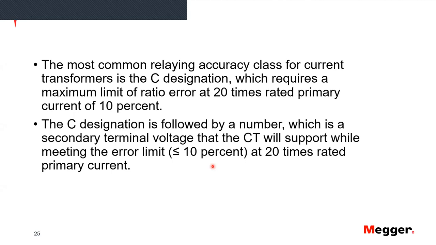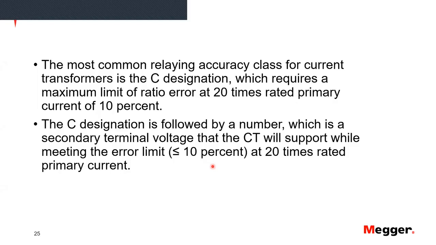But when it really matters, which is when I'm having the fault, the CT will typically, and I think that's something that Sugosh showed in his presentation, what happens when a CT saturates, that you get errors. Now, the most common relaying accuracy class for current transformers is the C designation. If we have, for example, a C800, that means that when the secondary voltage of that CT is 800 volts, it will be able to have a maximum of 10% error if the current circulating by it is 20 times the rated primary current. So what I'm trying to say is that when it matters most, the CTs are the less accurate.